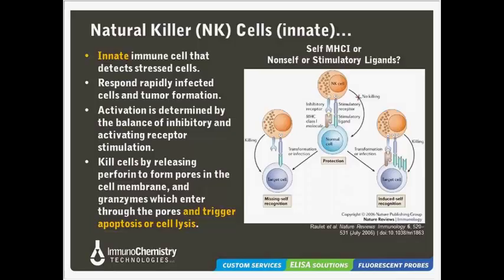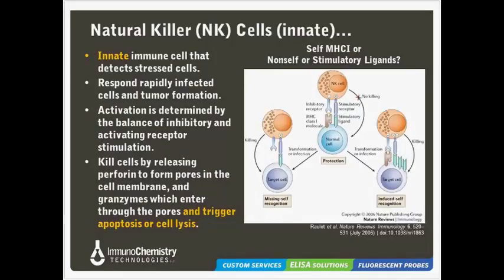So looking at the cells on the right, transformation or infection or virus might also induce expression of stimulatory ligands such that constitutive inhibition from normal inhibitory receptors is overcome, and that is known as induced self-recognition. In many cases, it is probable that both the missing self-recognition on the left and the induced self-recognition on the right operate simultaneously to provide NK cells with the maximal ability to discriminate between normal cells and transformed or infected target cells.